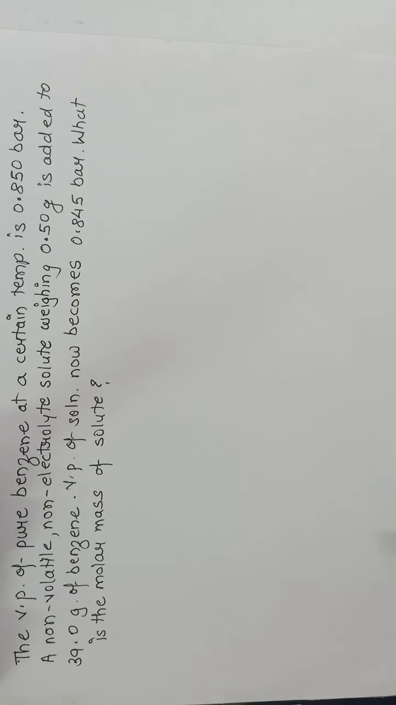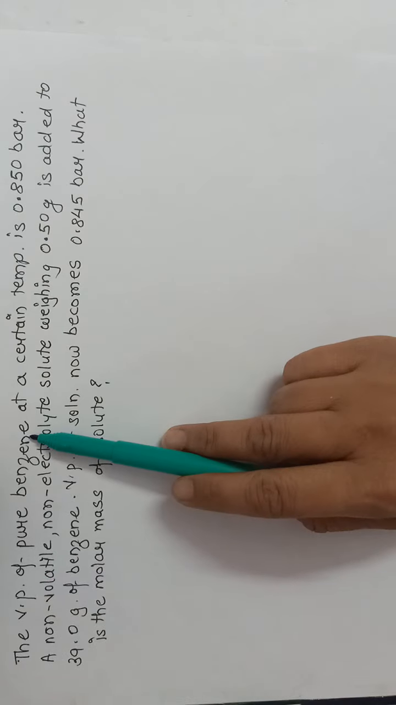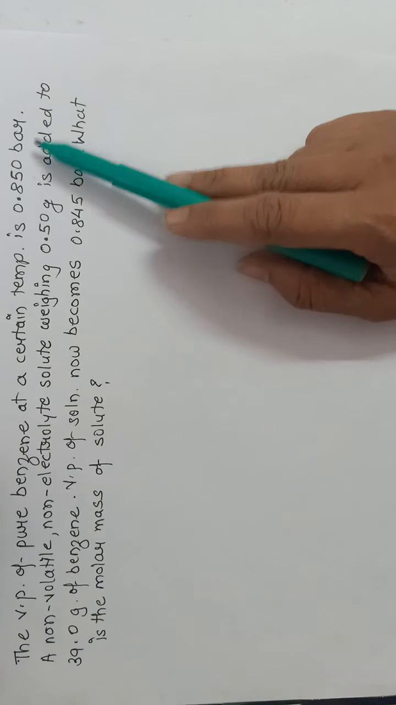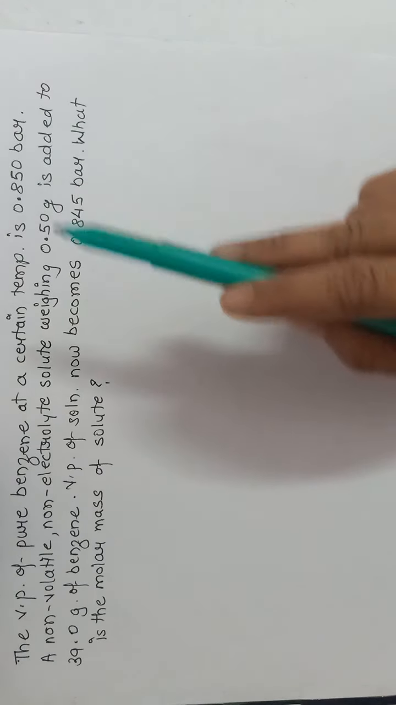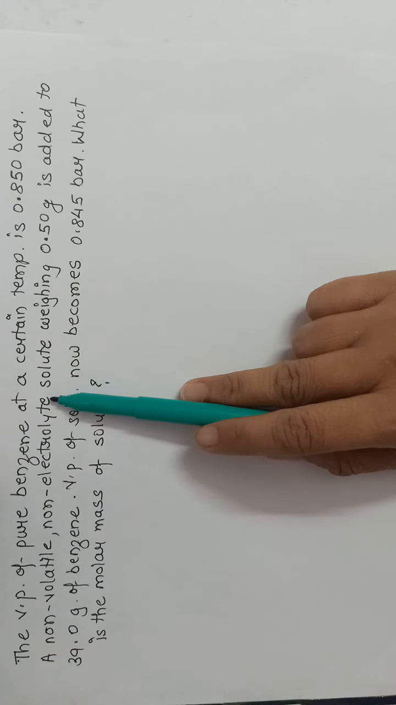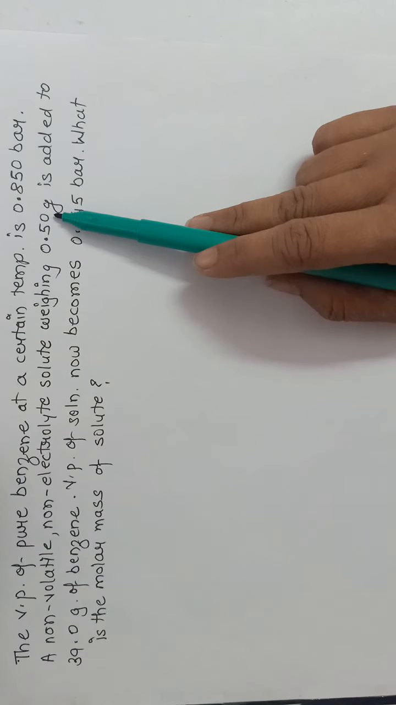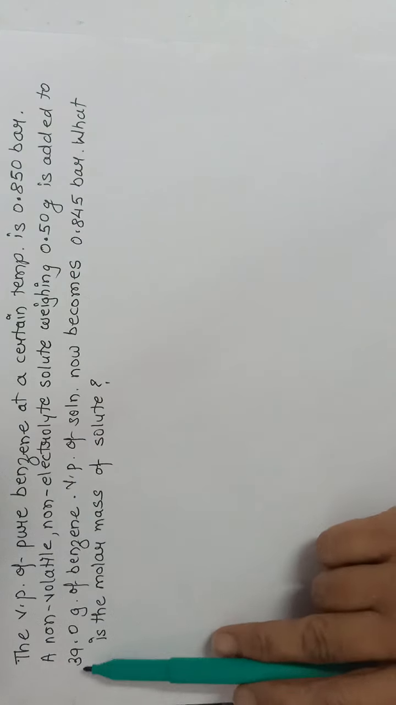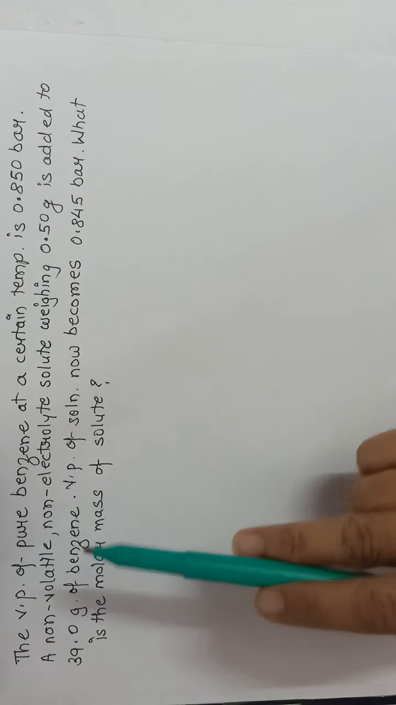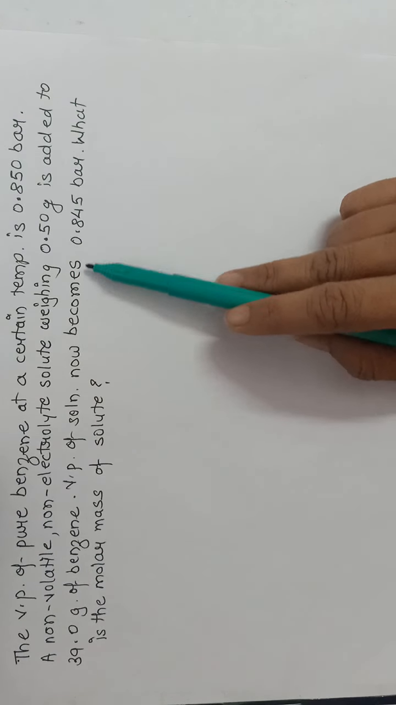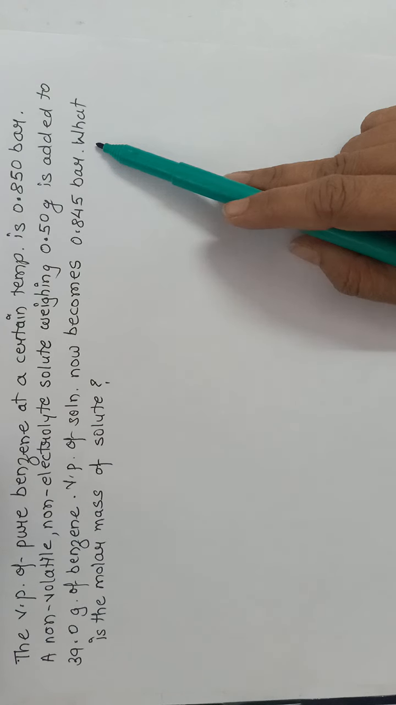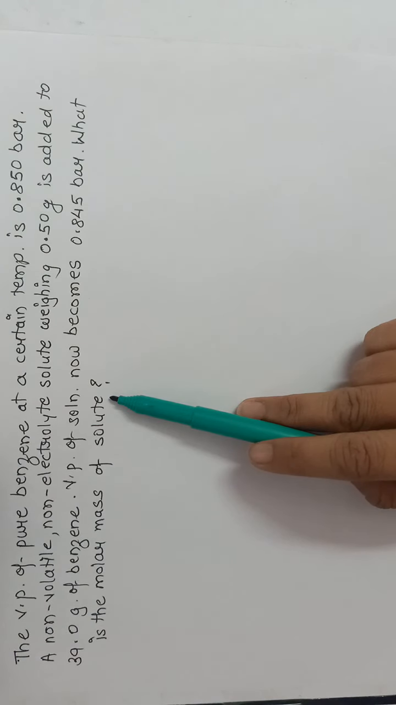So here comes the first numerical. The vapor pressure of pure benzene at a certain temperature is 0.850 bar. A non-volatile, non-electrolyte solute weighing 0.50 gram is added to 39 gram of benzene. Vapor pressure of solution now becomes 0.845 bar. What is the molar mass of the solute?